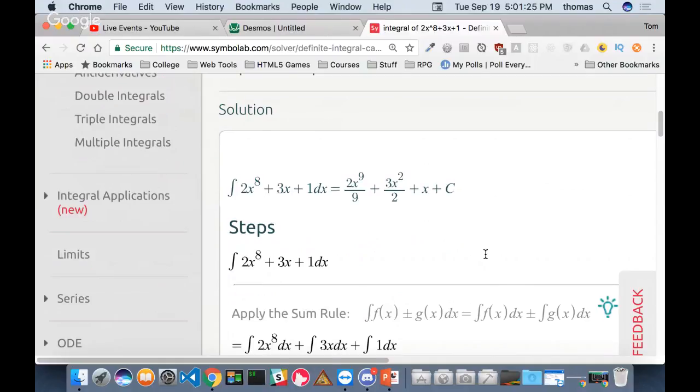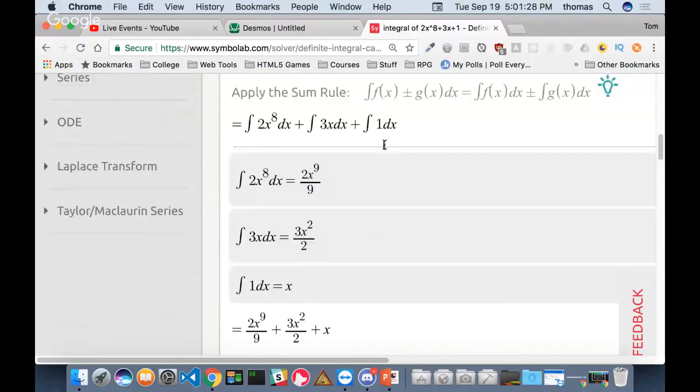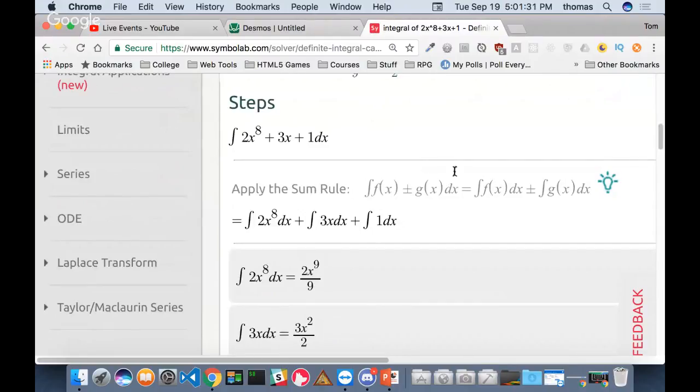And it gives you steps, which is really kind of cool. So here's the sum rule, right? Because it's a sum of one function plus another. Notice we have 3 different terms, right? And I can get the integrals separately. I can do the integrals of each of the terms separately.